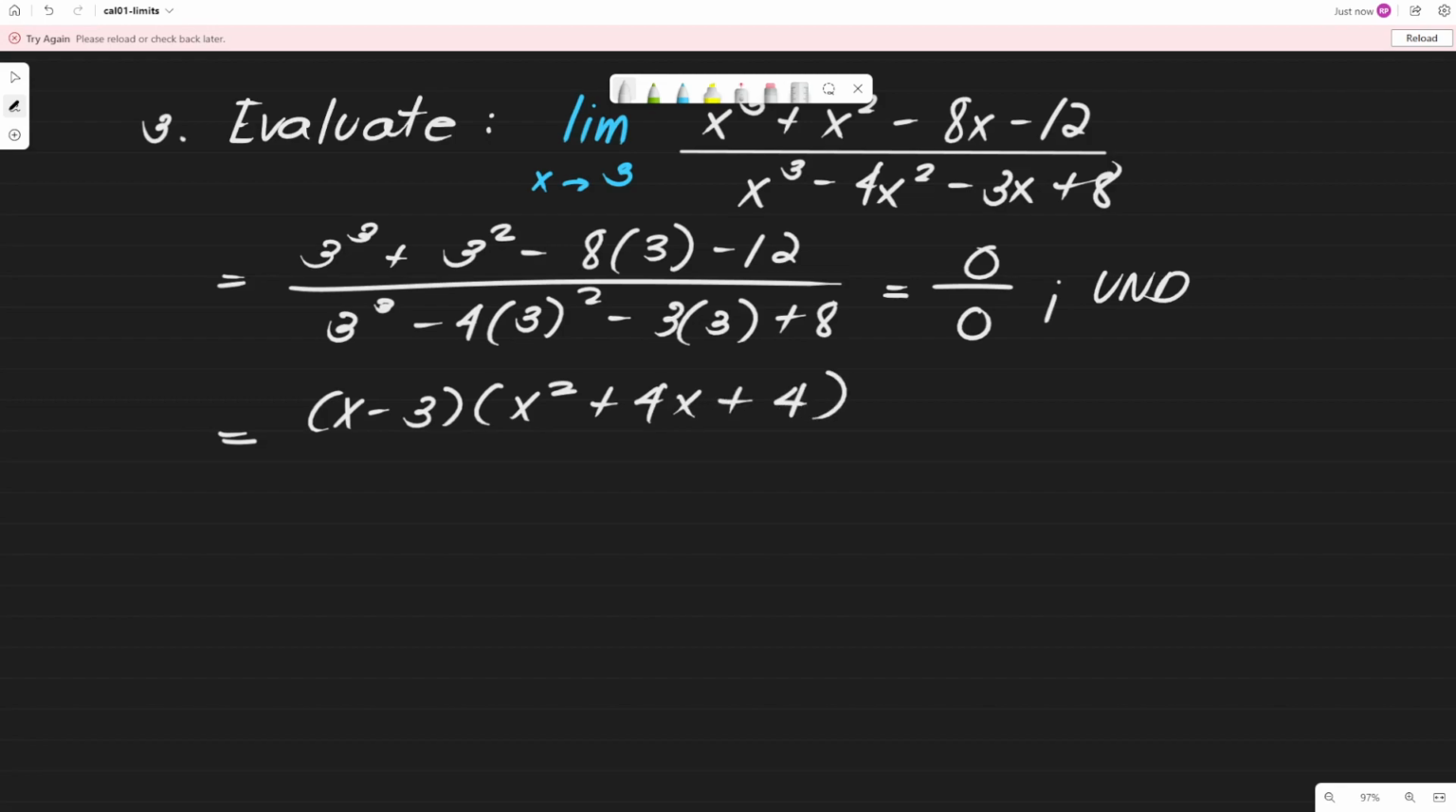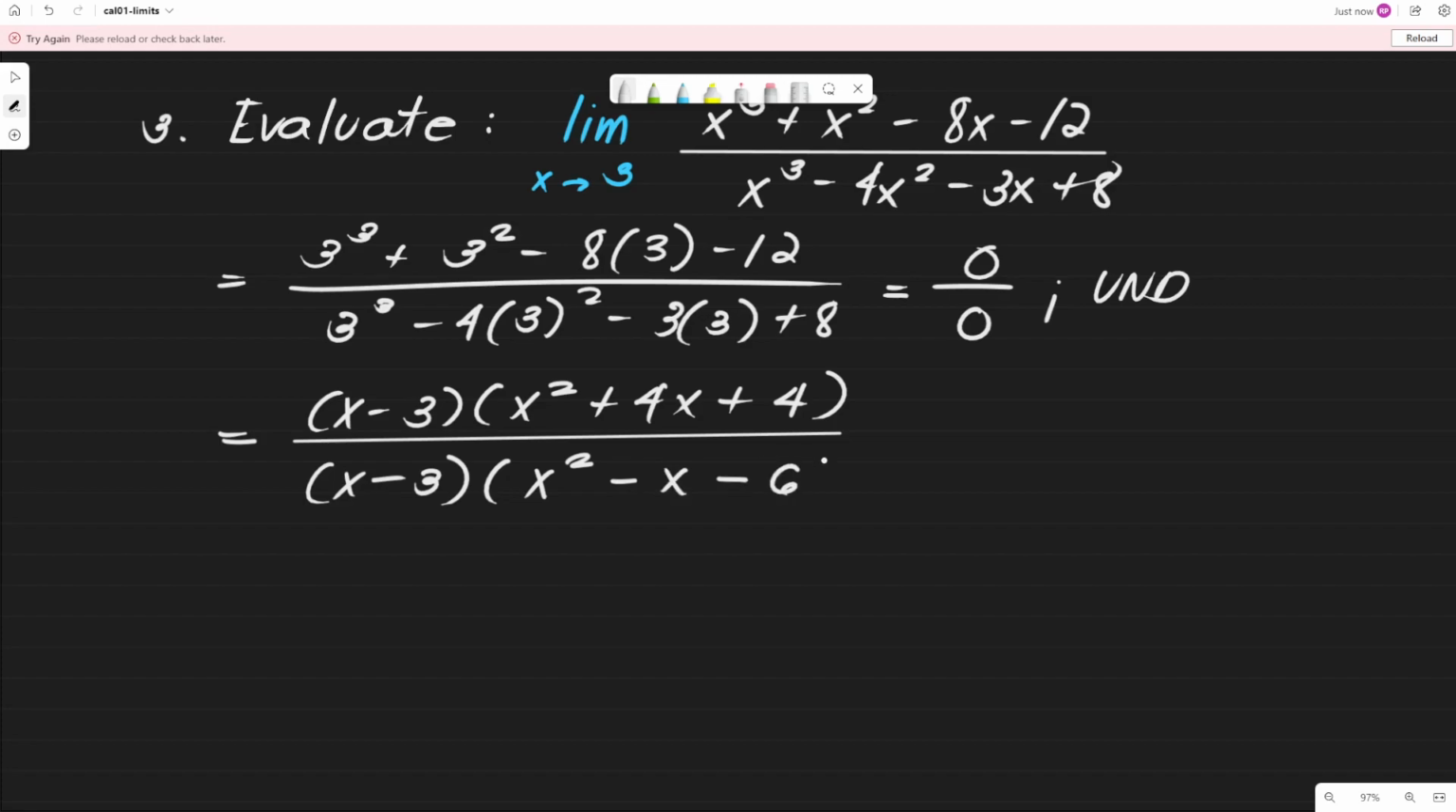So if you notice, guys, this is a cubic equation. We have a formula for factoring our cubic equation, and that is how we got this by using that formula. Then we have x minus 3 multiplied to x squared minus x minus 6, so the x minus 3 will cancel.